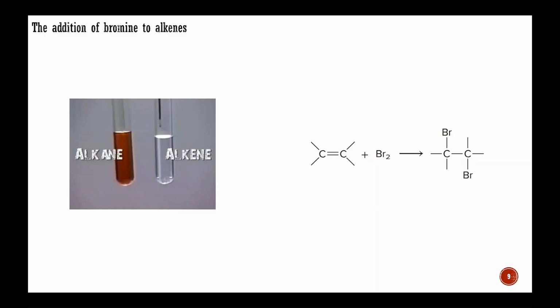In the experiment shown, the test tube on the left contains a compound with no carbon-carbon double bonds, so the bromine does not react and retains its characteristic brown color. In contrast, the test tube on the right contains a compound with a double bond, which reacts with bromine, causing its orange-brown color to disappear.